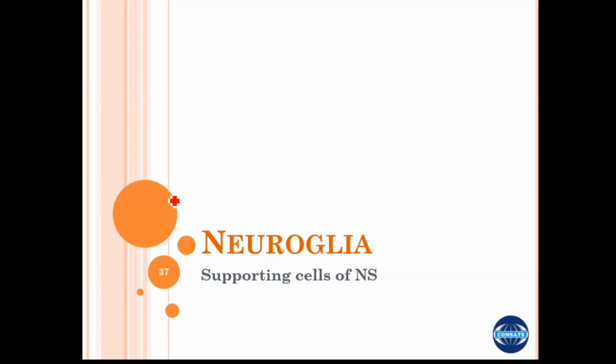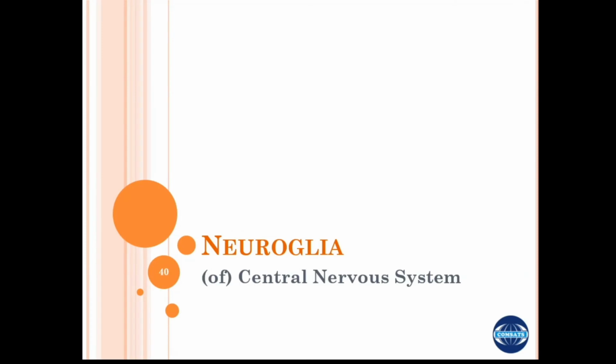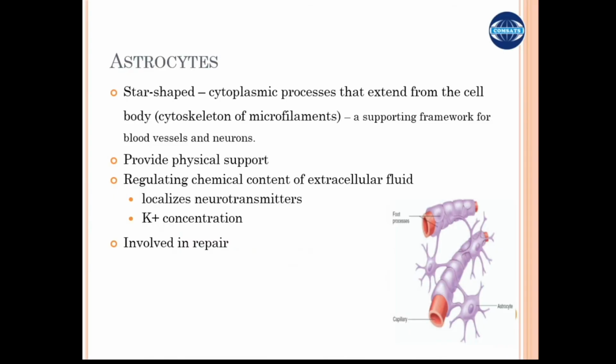Now, coming towards the different types of neuroglial cells, they are the supporting cells of the nervous system. These neuroglial cells are present in the brain and also in the vertebral column. Suppose the neuroglial cells or the neuroglia of the central nervous system. The first is the astrocytes.